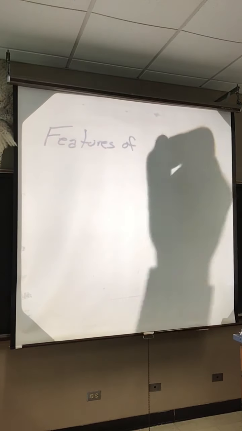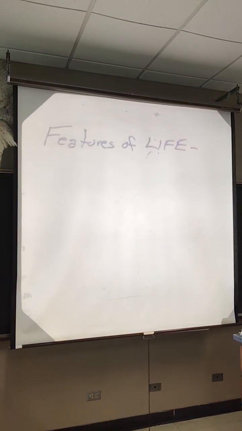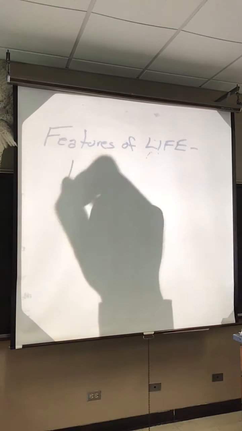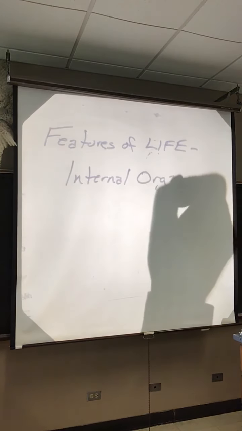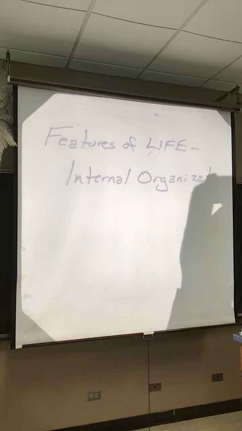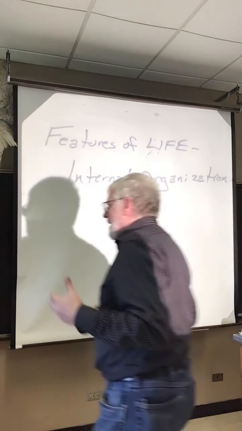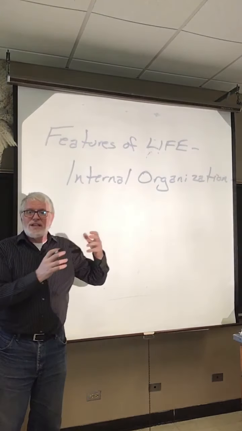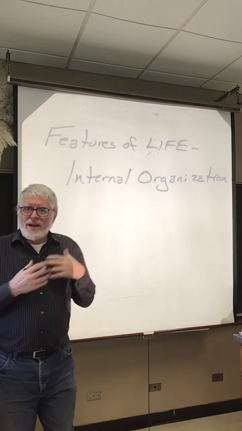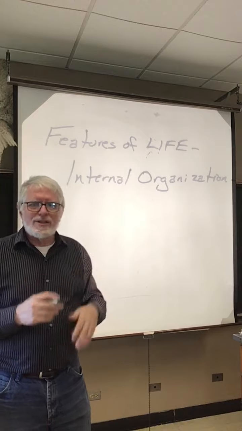So, features of life. First feature. Living things are complicated, but they're organized. They pull everything together and get it to work. Right now, there's a whole bunch of different stuff happening inside your body, in your chemistry and in your cells.